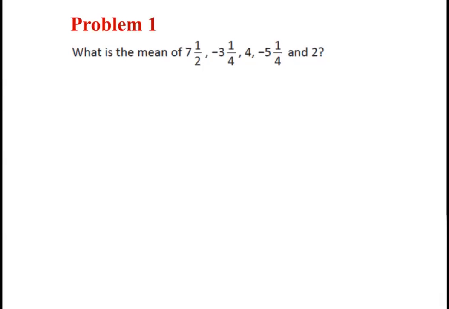Okay, let's start with problem one. So we're given a set of 5 numbers and we want to find the mean of them. So let's just recap real quick. Remember that mean is the sum of all the terms you want over the number of terms.